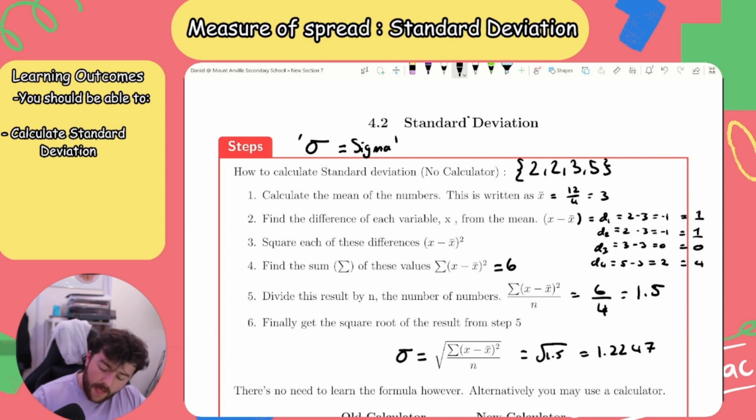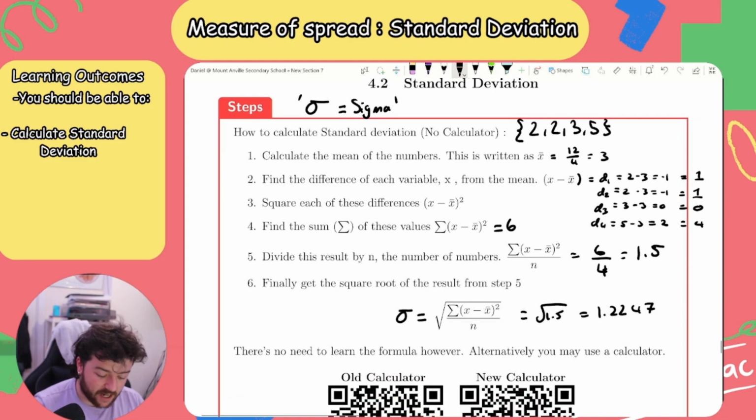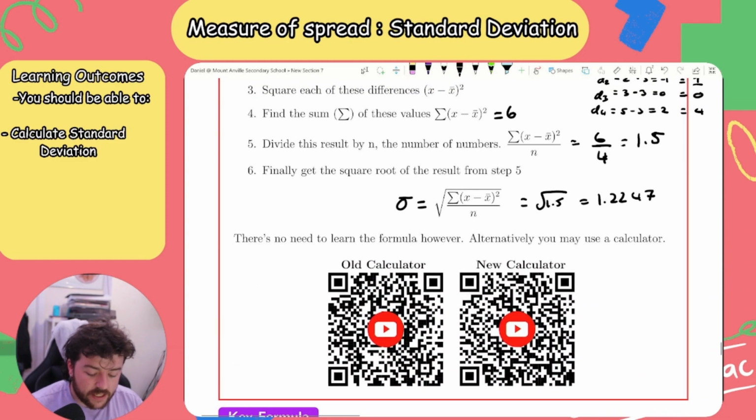So this was an easy one because I only had 4 data points, but it gets a bit tricky when we have a frequency distribution or we might have 10 or 20 data points. That's why we're better off just using our calculator. There's no need to use the formula, we use a calculator. So we have the old and the new calculator. I'll show with the new calculator.